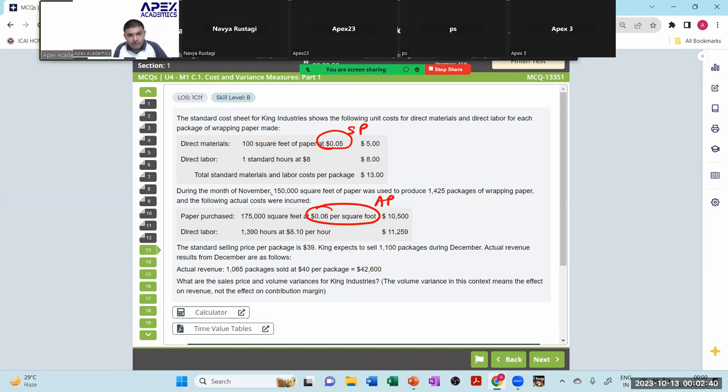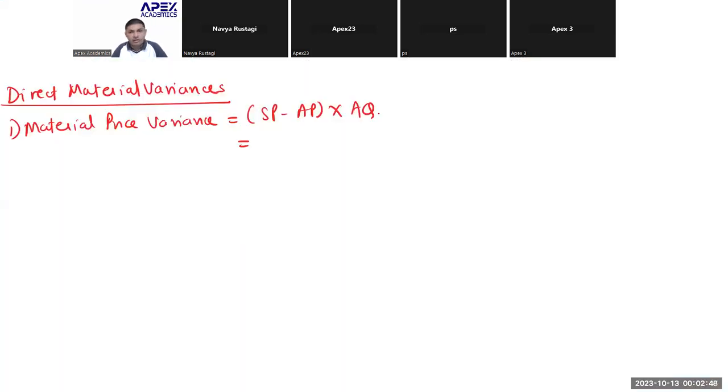Is it 150 or 175? I have clarified this in the previous lecture. There will always be what, 150 or 175? What will you take? 175. This will always be the actual quantity purchased. Standard price is 0.05 minus 0.06 multiplied by 1,75,000. What is your answer? 1750.